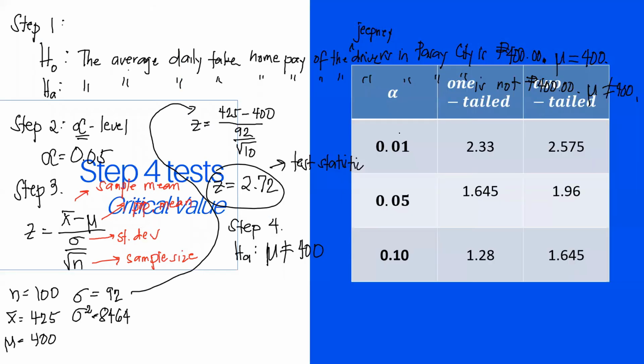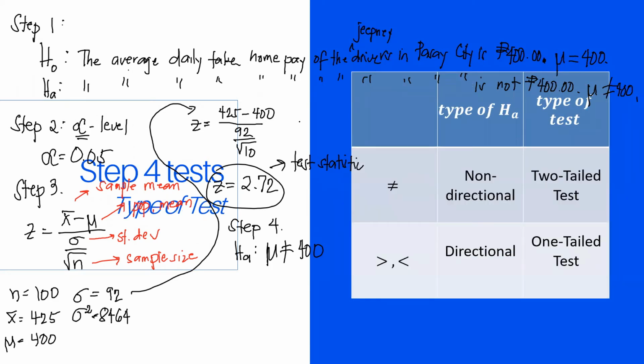As you can see, our alpha level is... Since the given here is a not equal sign, the type of alternative hypothesis that we have is non-directional. If it's non-directional, we will be using a two-tailed test. So if we are going to use a two-tailed test, we will be using another matrix.